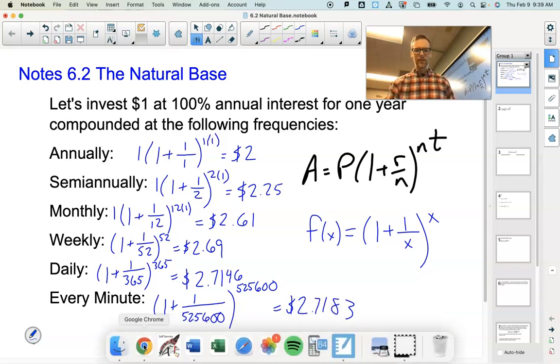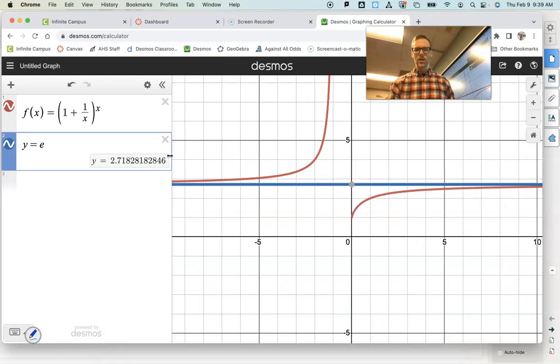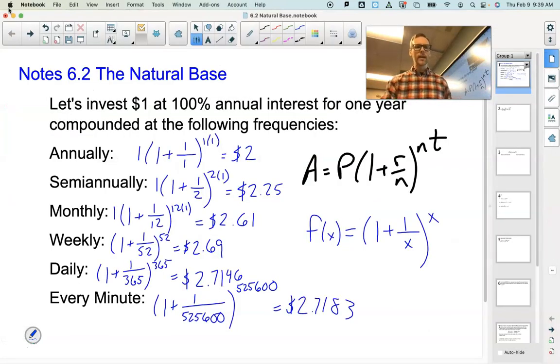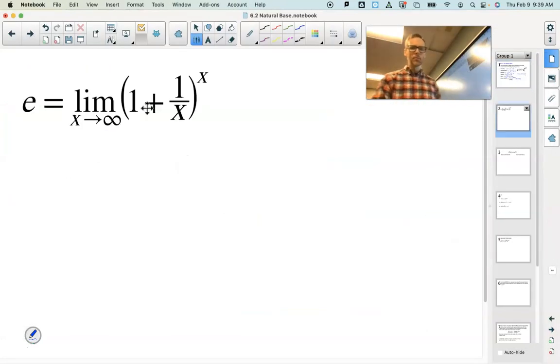We almost got there. Now, it's irrational, so it goes on forever, doesn't repeat, and so on. But that is this special base. And where did that number come from? It came from taking this function 1 plus 1 over x to the x and looking at what happens to that function as x goes to infinity.